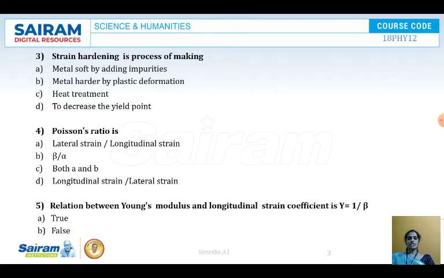Next, the relation between Young's modulus and longitudinal strain coefficient: Y is 1 by beta. Is it true or false? Remember here the longitudinal strain coefficient is nothing but alpha, but here Y is given as 1 by beta. So this statement is false. So for the fifth multiple choice question, B is the answer. It is false. It is Y is equal to 1 by alpha.